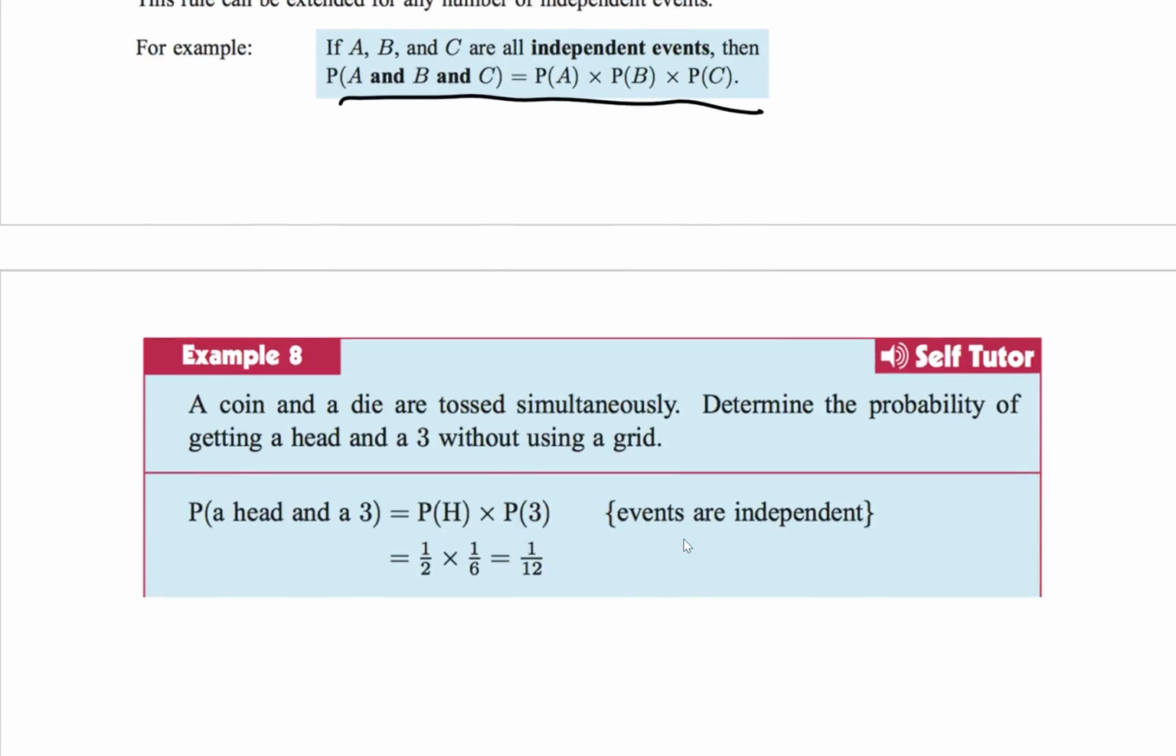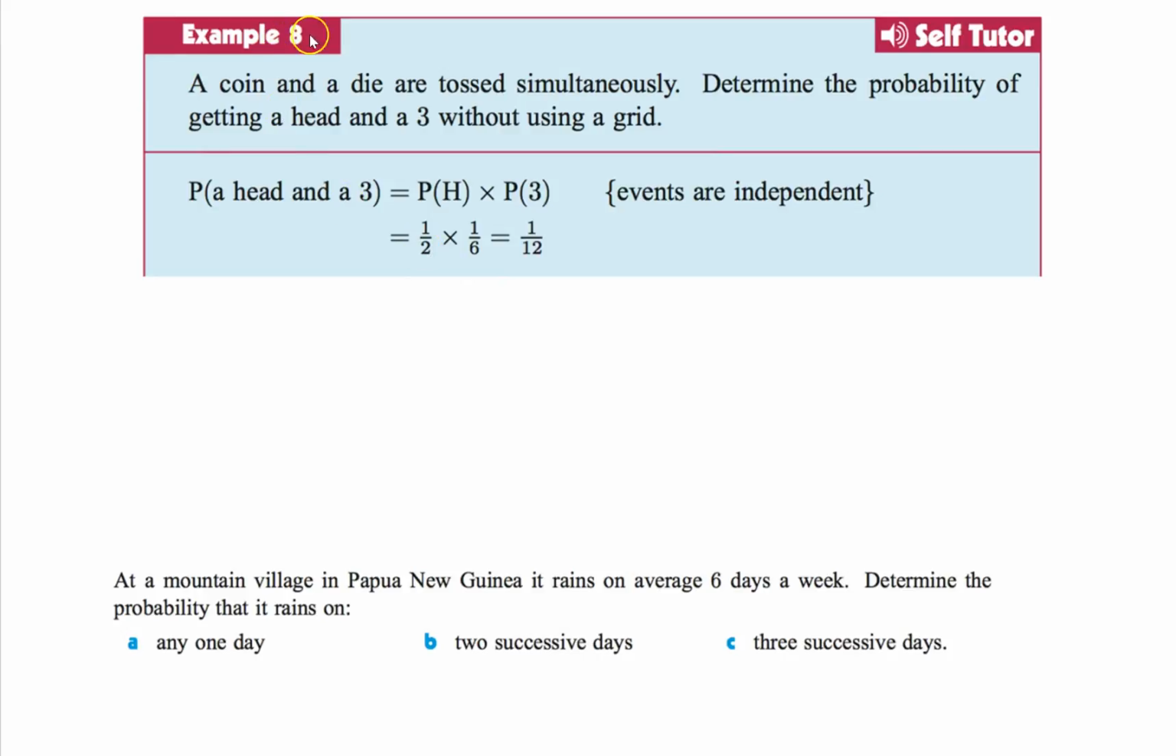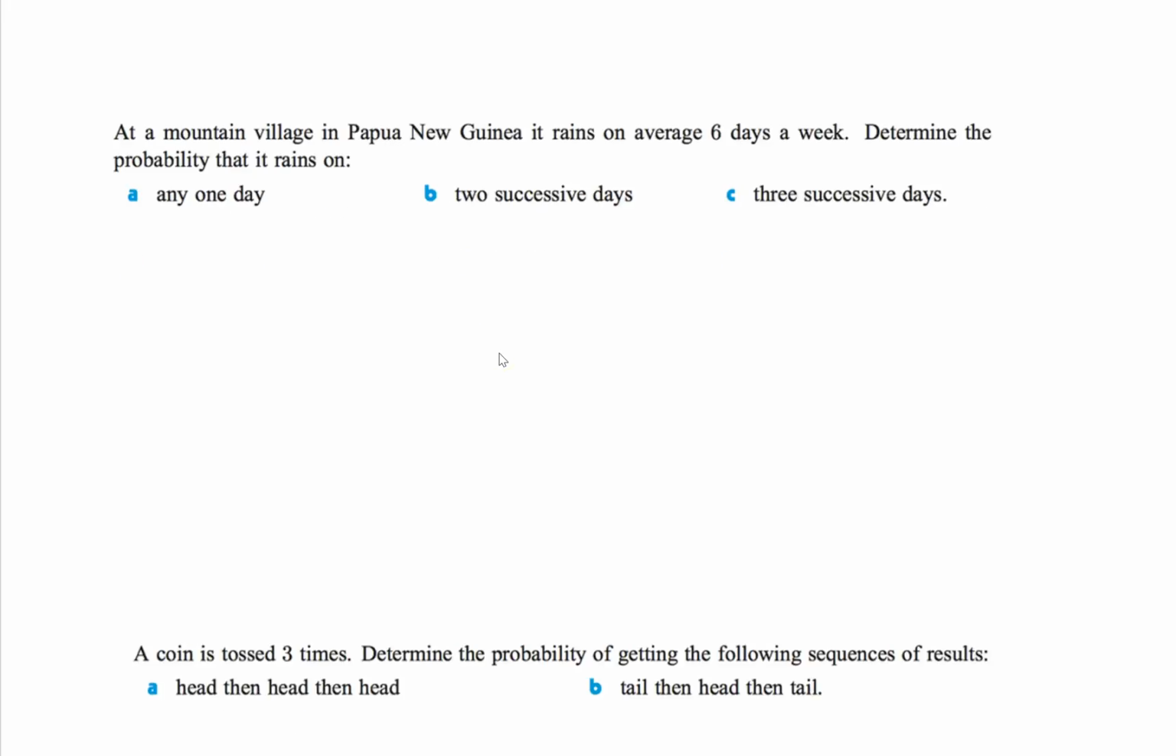So let's look at a quick example. A coin and a die are tossed simultaneously. Determine the probability of getting heads and a 3 without using a grid. So all you have to think about is, getting heads, well, there's only heads and tails, so the odds of getting heads is 1/2. When you roll a die, we know it's 1, 2, 3, 4, 5, 6. So the odds of getting a 3 is just 1 out of 6. They're independent events. You just multiply them together. 1 out of 12. And there you go. That's the whole idea for this lesson. Let's do a couple quick easy examples so we can move on.